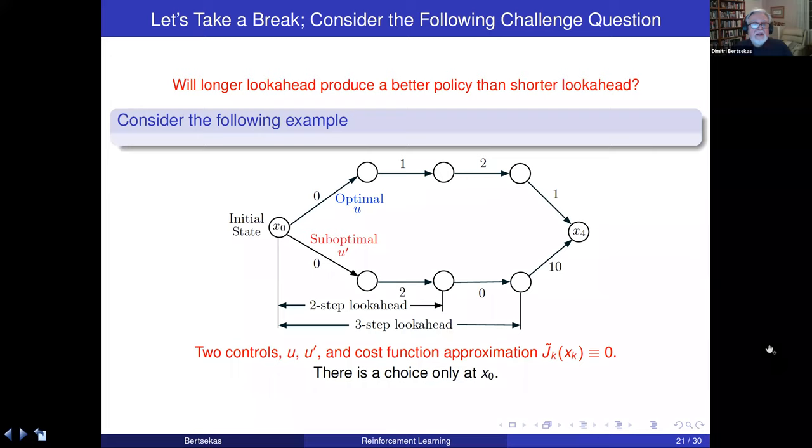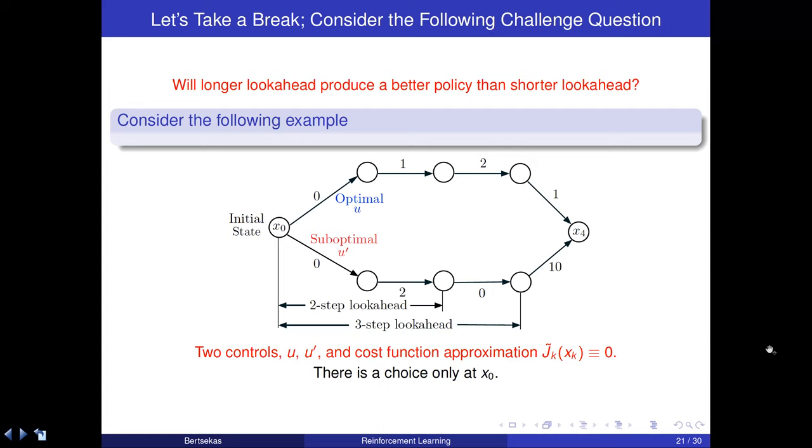Okay, so let's get back to this challenge question. Are there any comments about it? What's going on here? Do you have some question or some suggestion as to what's going on? I have a suggestion. Yeah.